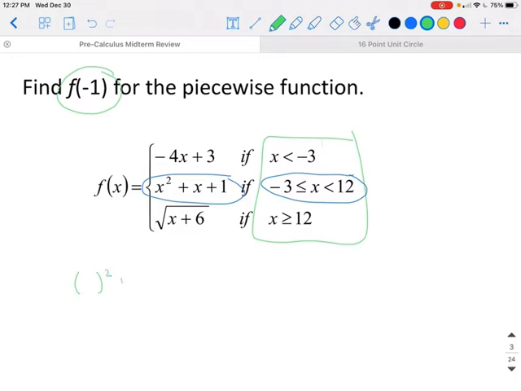So we have x squared plus x plus 1. Our x value, we know, is negative 1. So negative 1 squared gives us a positive 1, minus 1 plus 1 will just simplify to be 1.